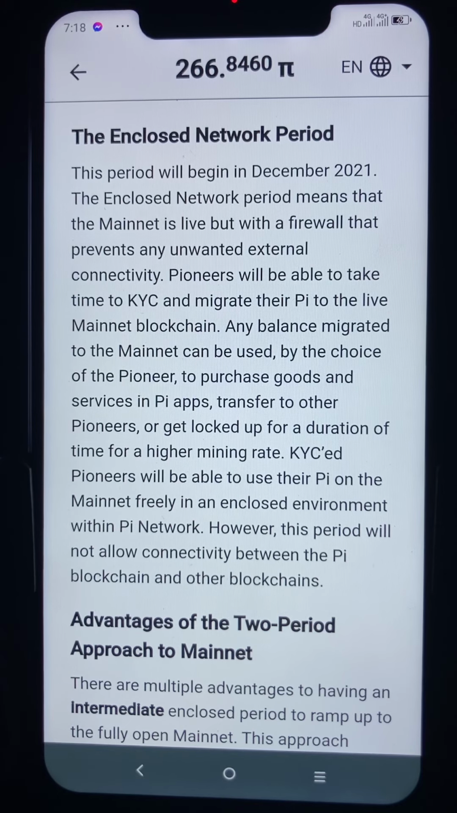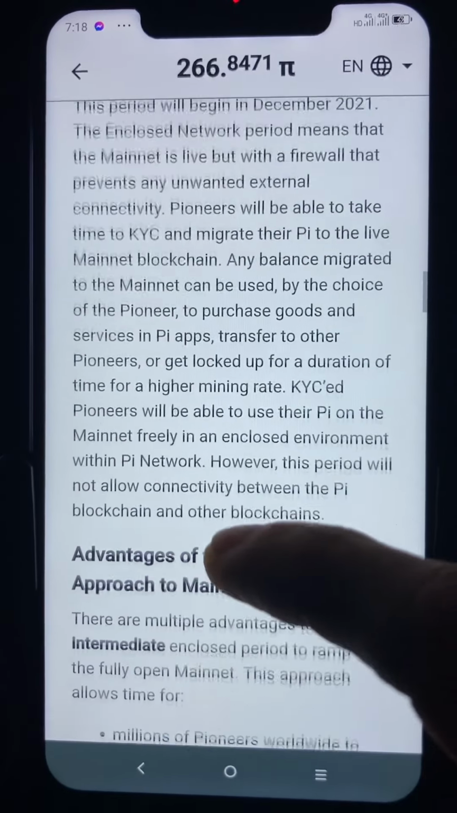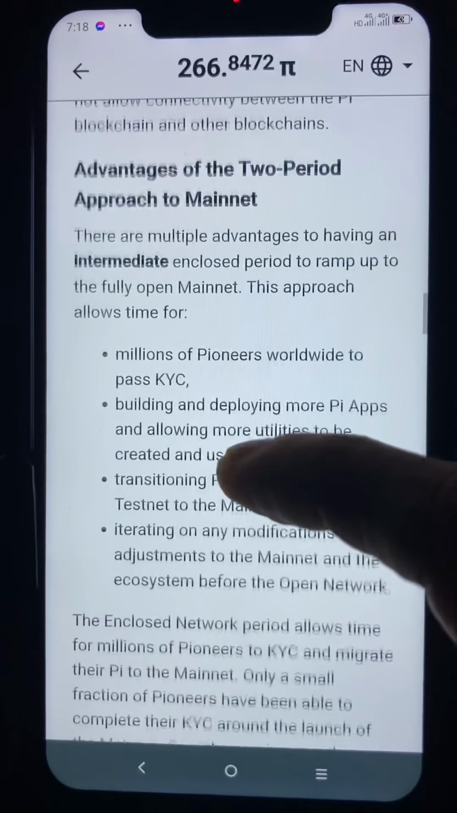Tapos may mga restrictions. May mga limited yung pwede natin gawin, which is use your Pi to purchase goods and services in the Pi apps, and then transfer Pi to other pioneers, or if you want to save your Pis, you can lock it up for a duration of time for a higher mining rate. Okay, all right, ngayon i-discuss yung advantages of the two-period approach to mainnet.